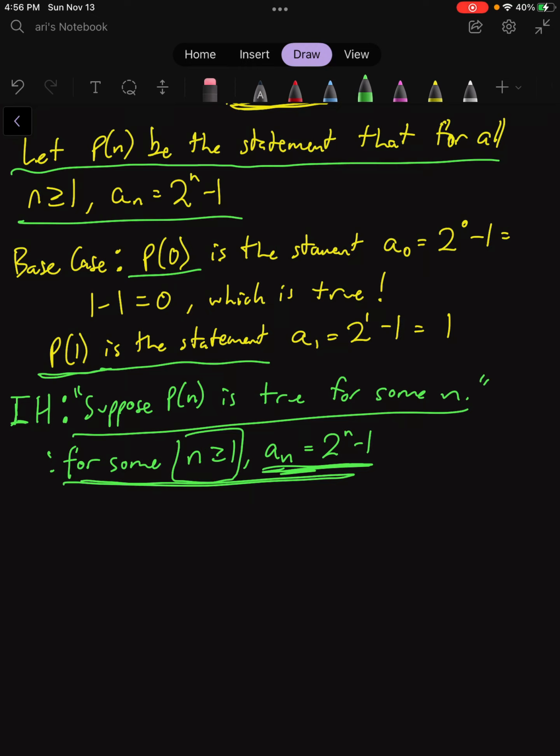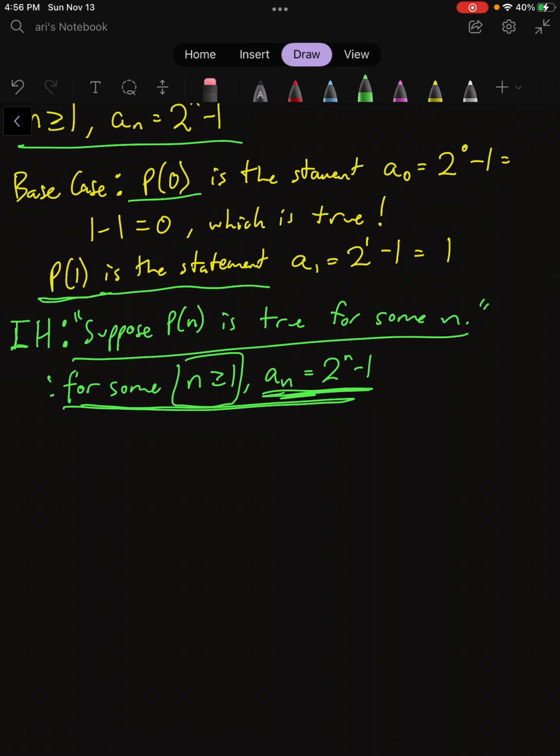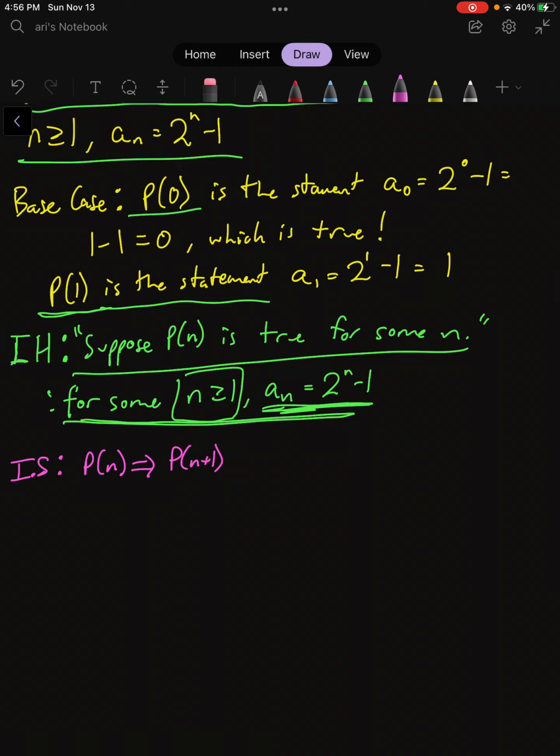For some n greater than or equal to 1, a sub n is equal to 2 to the power n minus 1. So now we'll go into our inductive step, which I'll do as IS. For our inductive step, we want to show that P of n implies P of n plus 1. And let's understand what P of n plus 1 says. We're going to try to use P of n to support P of n plus 1, and we're going to see how that works out.